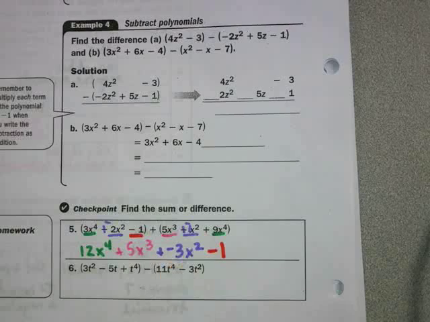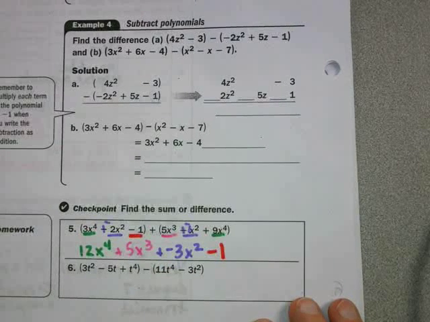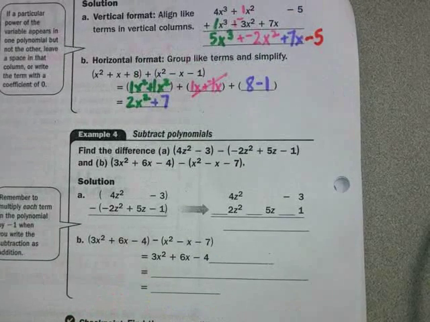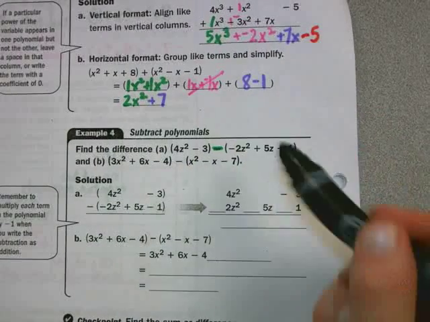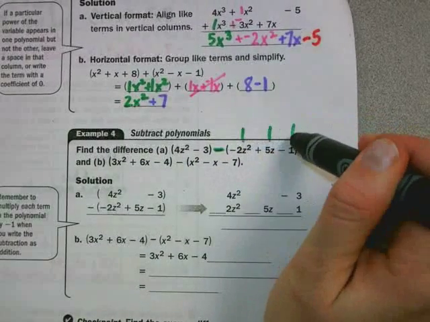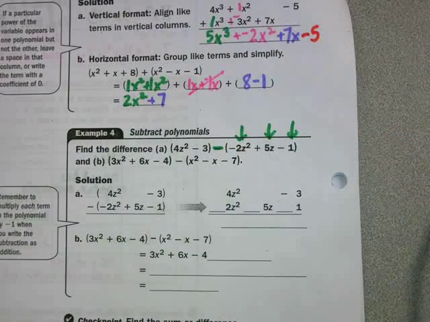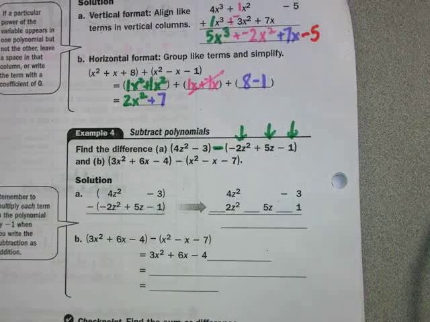Okay, the last thing we need to do is work on subtracting our polynomials. And here's the big thing to remember. This subtraction sign is on the outside, which means every term here is going to be subtracted. Every term, which means you're going to do the opposite of the sign that it currently has. So they have vertical and horizontal solutions again.